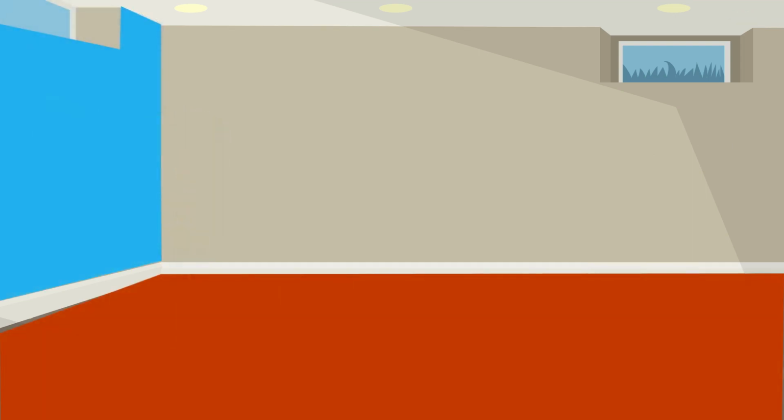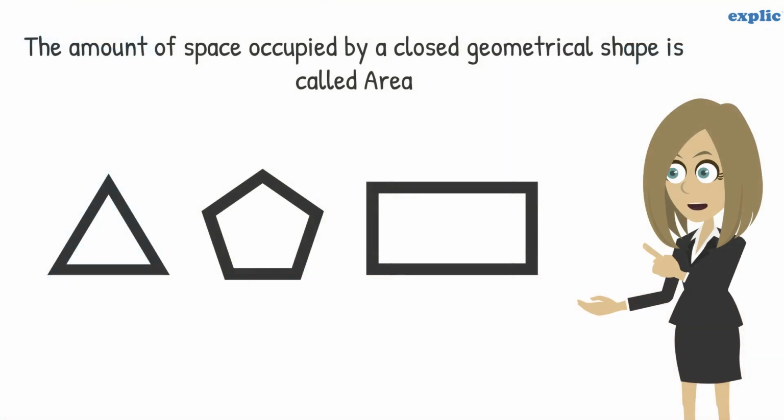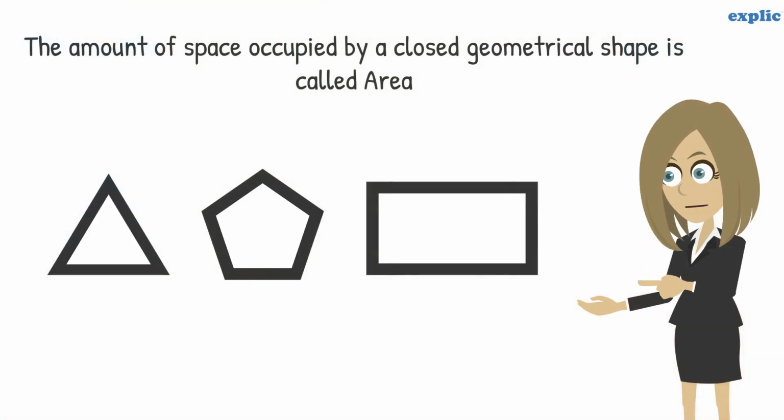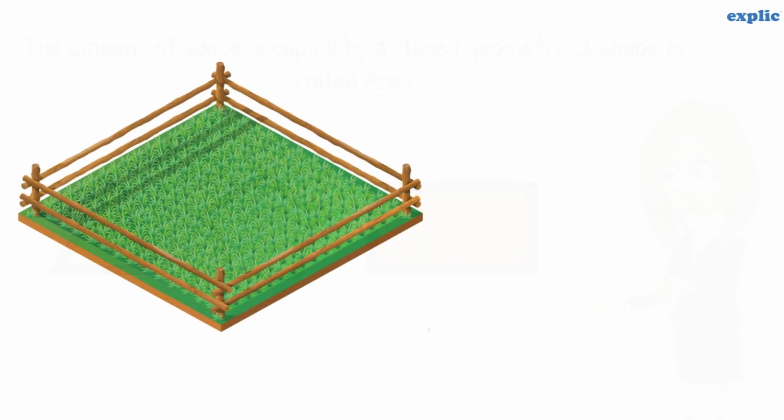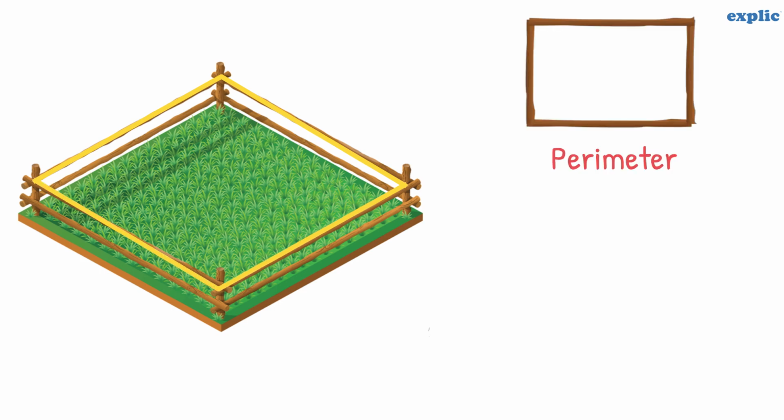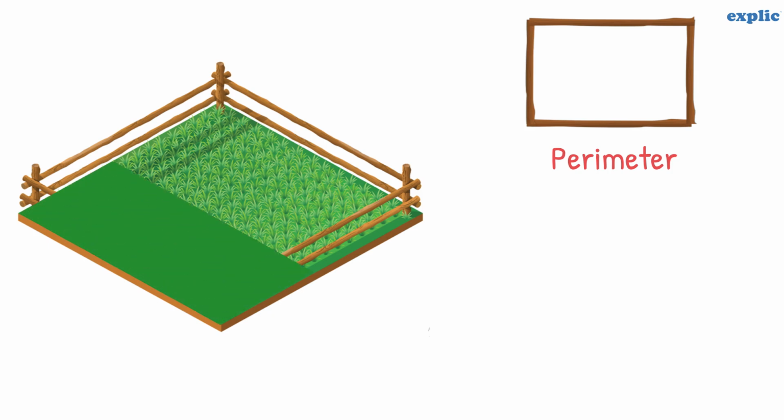The length of the carpet, or amount of paint required, depends upon the space a room or wall is occupying, which is called the area. Hence, the amount of space occupied by a closed geometrical shape is called area. Considering the example of a fenced pasture, the length of the fencing is the perimeter, and the space covered by grass is area.